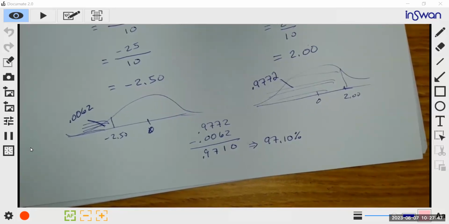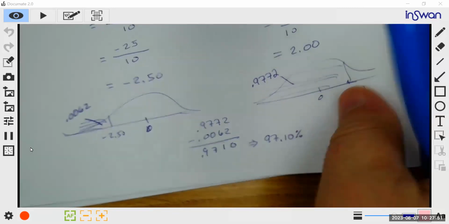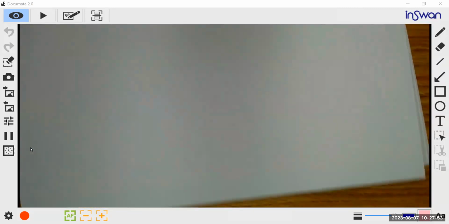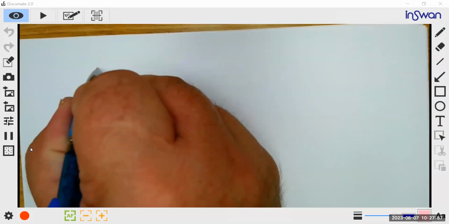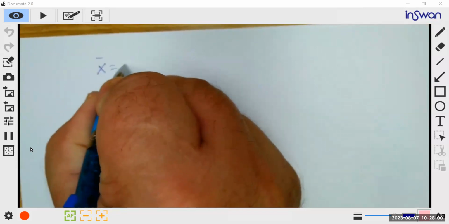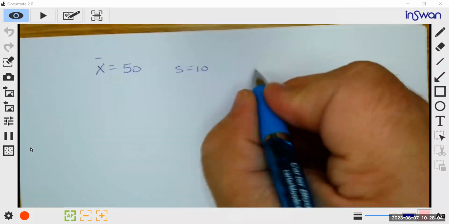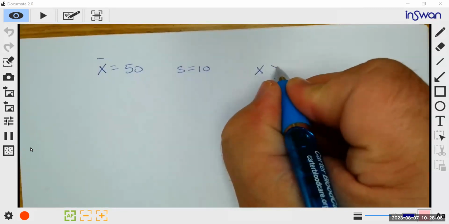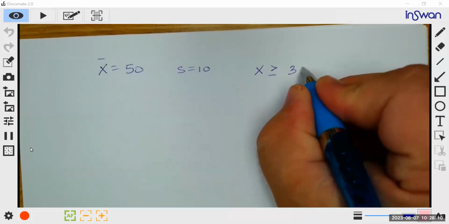Okay, that's looking at everything to the left. Let's look at things to the right now. We use the same information: mean 50, standard deviation is 10. I want all the x's greater than 30.